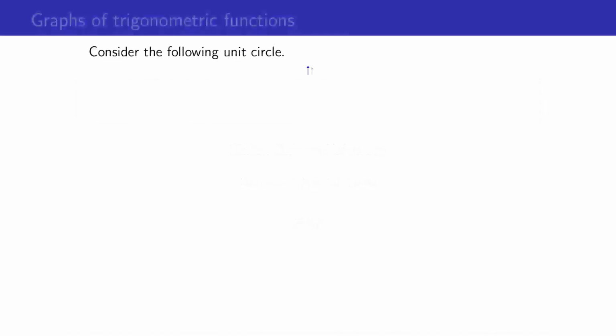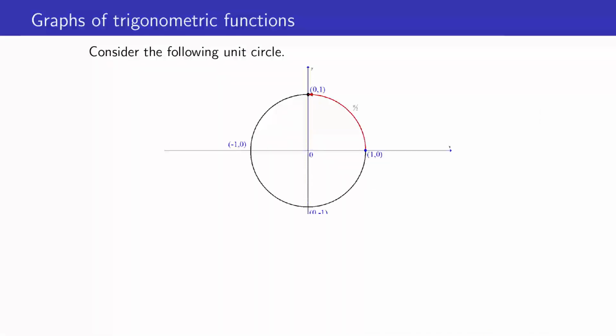To begin with, let's consider a unit circle. That means a circle of radius 1 with center at the origin. This circle is indicated down here. So the circle indicated down here is what we call a unit circle. It's a circle of radius 1 which has a center at the origin.